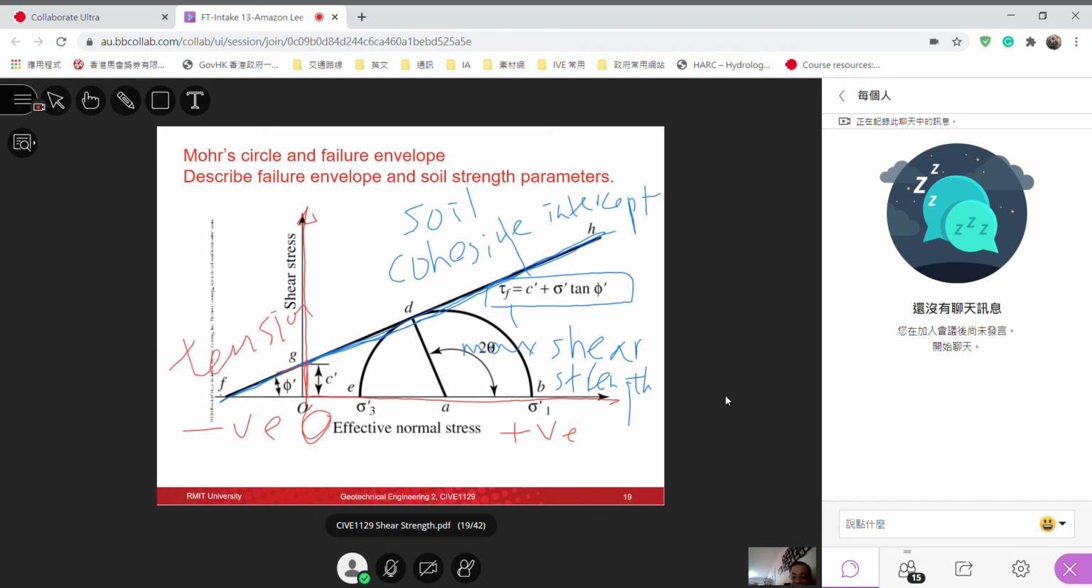Here is compression. Remember, for soil mechanics, compression is positive. So we have compressive force. Okay. So the Mohr-Coulomb criterion, if you just look at the positive normal stress, will be from here to there. This is the cohesion intercept. That means that when the normal stress is 0, the cohesive strength, okay, this is c dash, the cohesive intercept. For granular soil, c dash is 0.